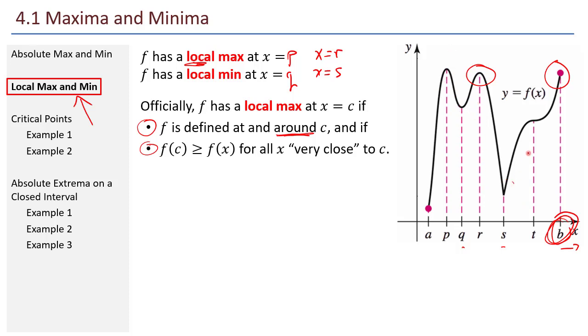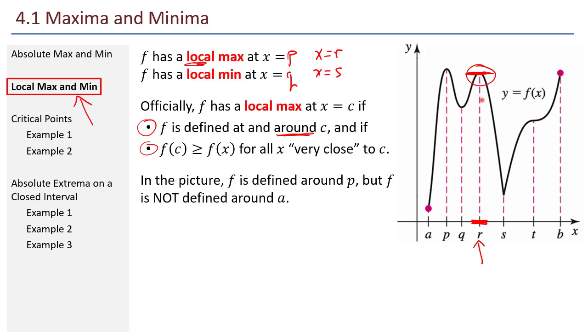So let's take a look at how that's satisfied around x equals r. So it's true that the function is defined around r. So for any x value, a little bit to the left, a little bit to the right of r, the function is defined. And secondly, f of r is pretty big. f of r is that highest point there. And if I take x a little bit less than r or x a little bit more than r, I'll get function values that are a little bit less.